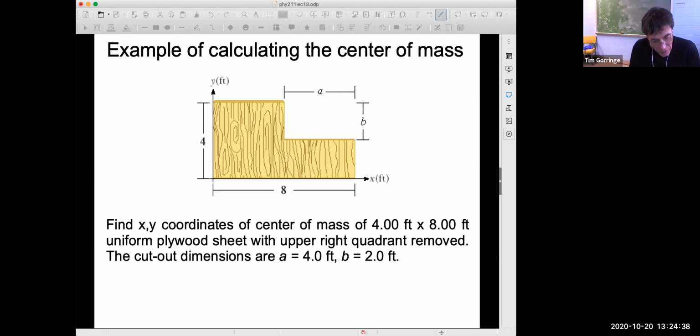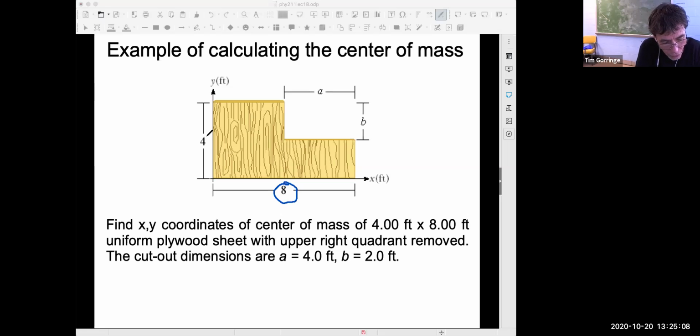Okay, here's a second example of calculating center of mass. So in this problem, I'm building a deck. Not that I could, but I'm building a deck and I've got a sheet of plywood here. And it's an L-shaped sheet of plywood. It's 8 foot wide. It's 4 foot tall, but it's got a hole cut out that's 4 foot by 2 foot.